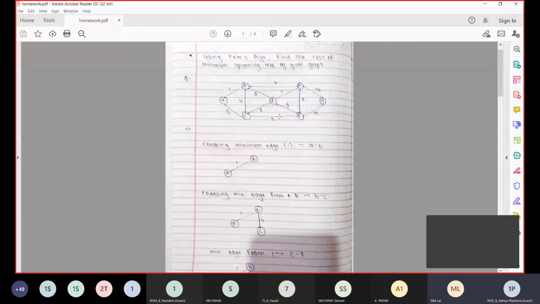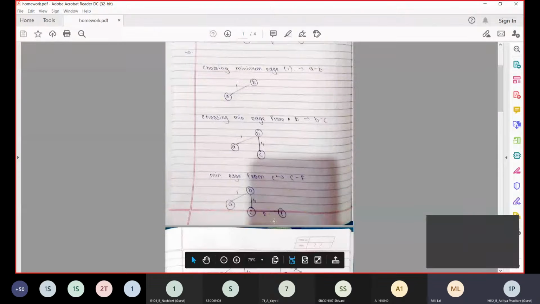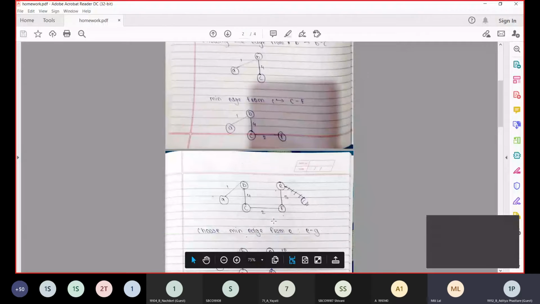In the next step, we have to take the smallest edge from vertex F. So it's 3. So it will be connected to E, F and E, which is 3. So next we have to select the minimum edge from E, which is 10. Then next we have to take the minimum edge from point C to include all the vertices.